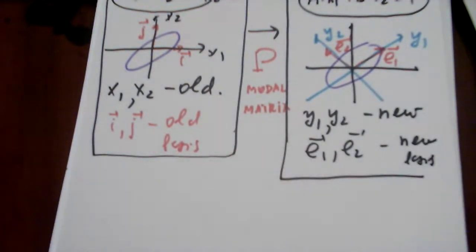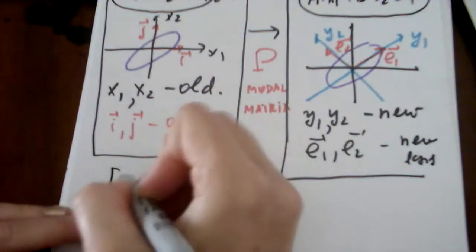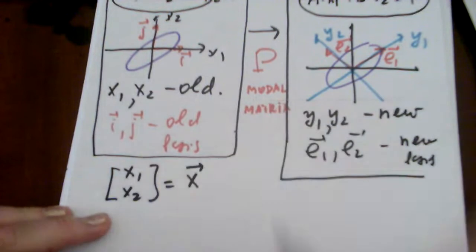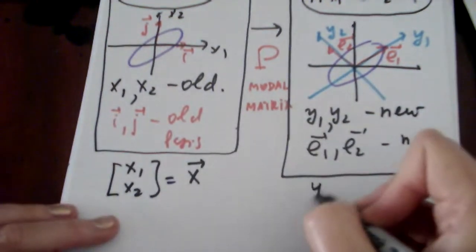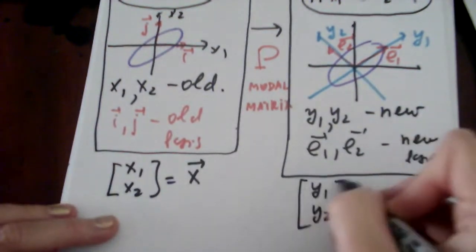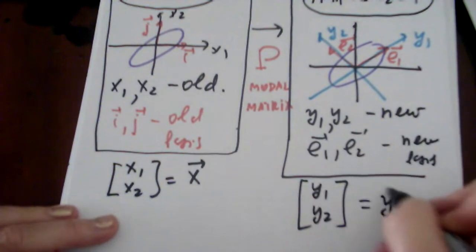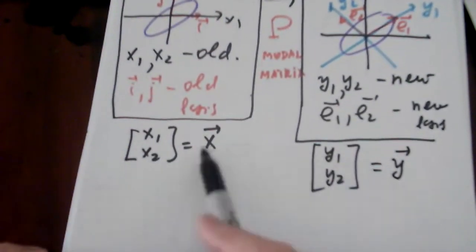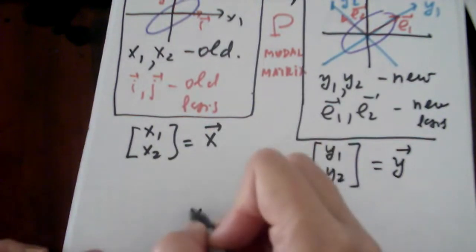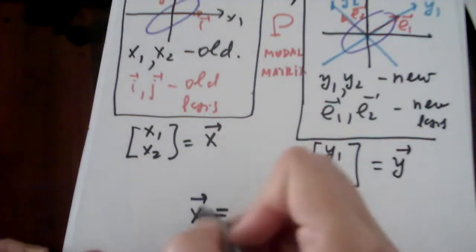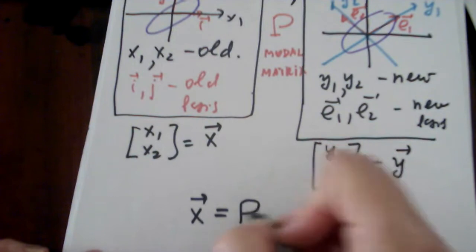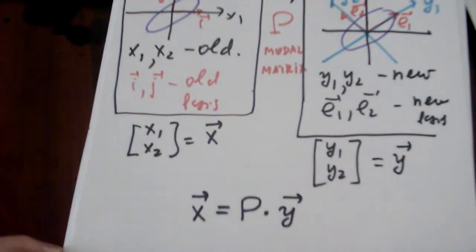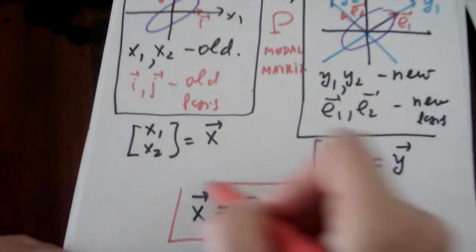So in the old coordinate system, you had coordinates x1, x2. Let's denote it like a vector x for convenience. And the same here. In the new coordinate system, you are dealing with y's, and let's denote it just like vector y. And now we can write down the relationship between them. This is a very famous formula. The old coordinate x is equal to matrix P, the model matrix, times the new coordinates. So this is a relationship between them.